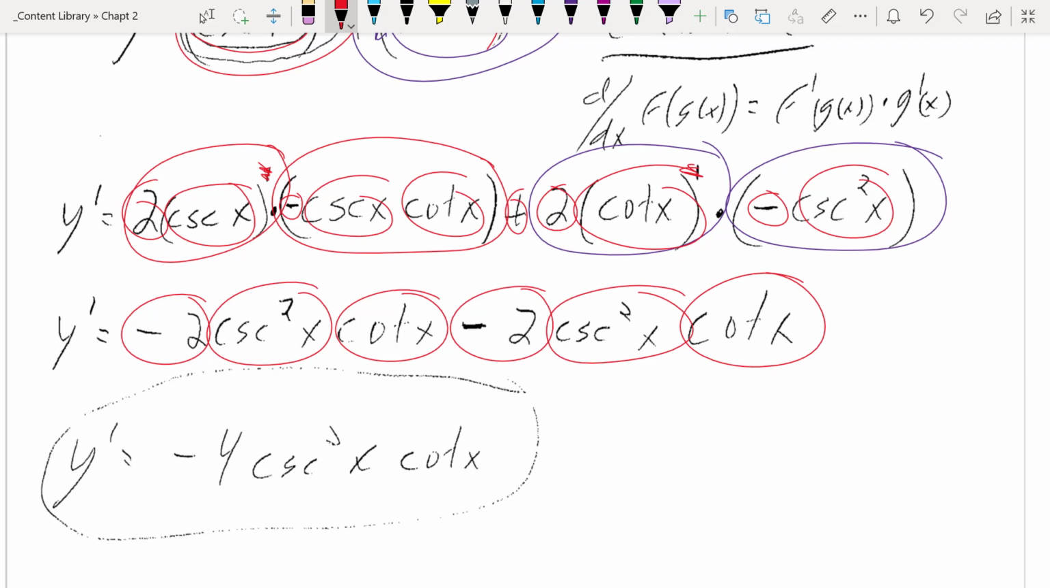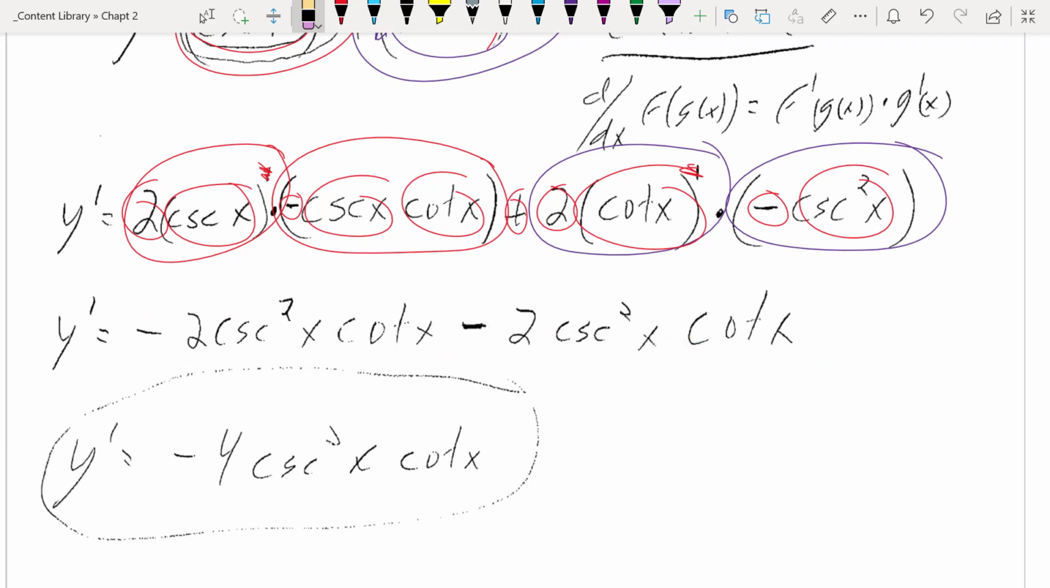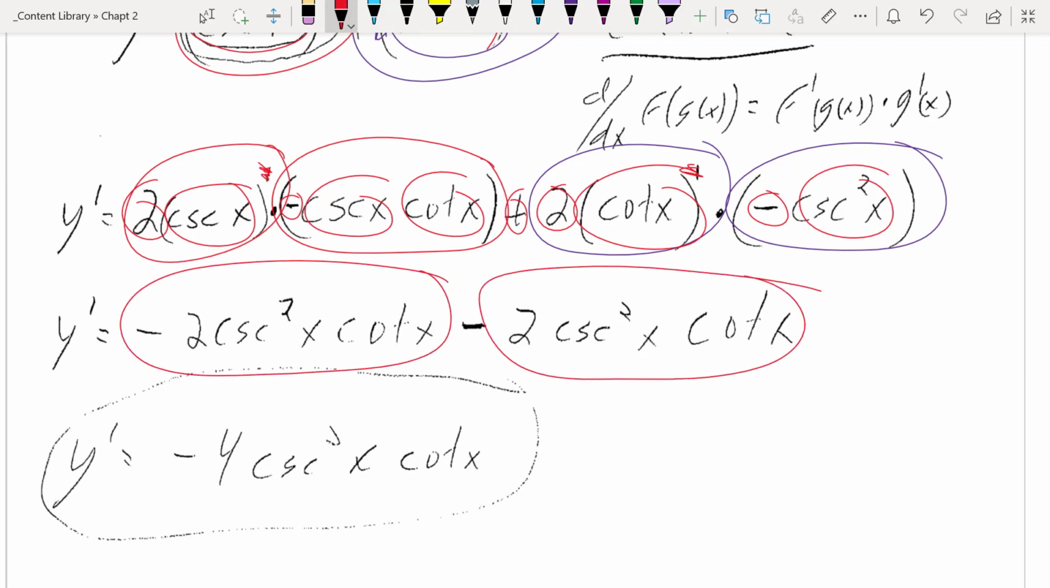Now the reason why I wrote it that way is because now I can recognize that this is actually a common term. So this term and this term are alike. So now I'm just going to take negative 2 minus 2. I'm going to get negative 4. And you've got the cosecant squared of x, cotangent of x.